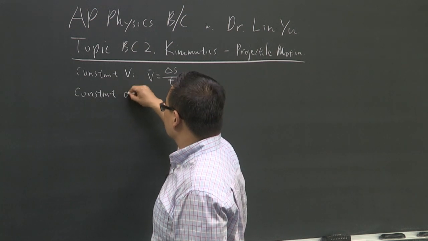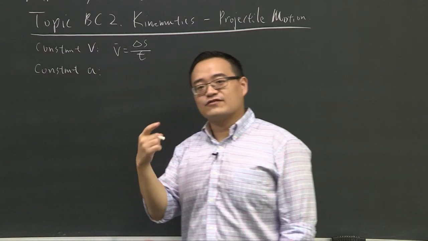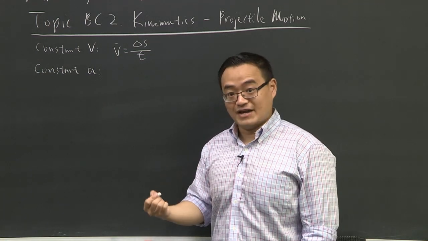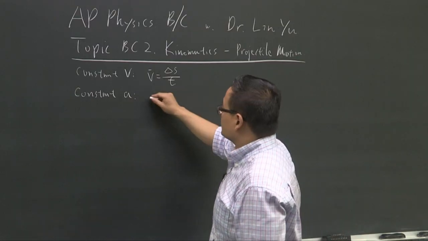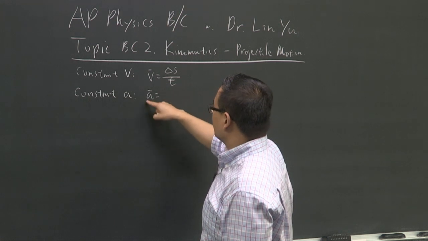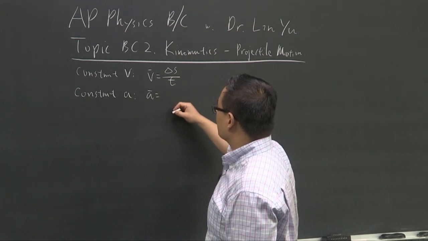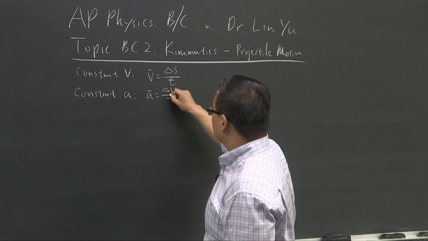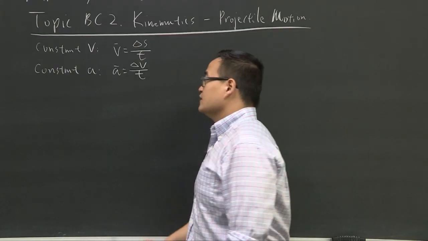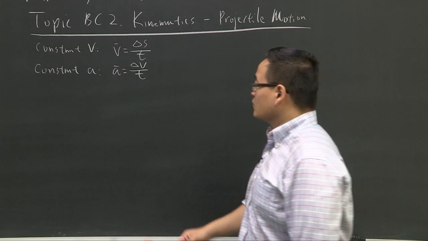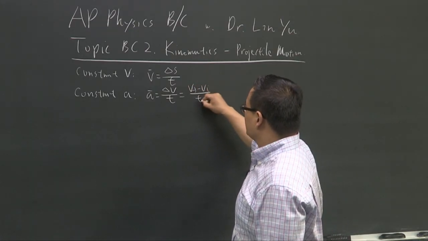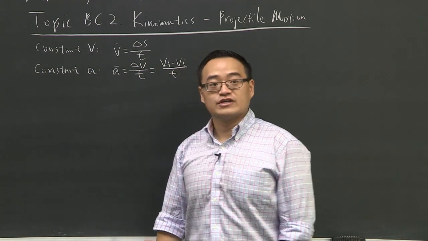case, which is constant acceleration, which means your velocity is actually changing, but it's changing at a constant rate. And we said a governing equation here is average acceleration is equal to change of velocity over time, and this is a constant. In other words, v final minus v initial divided by t will give you the average acceleration.